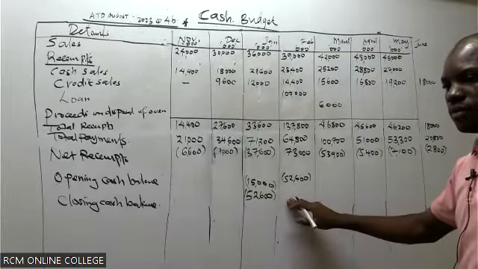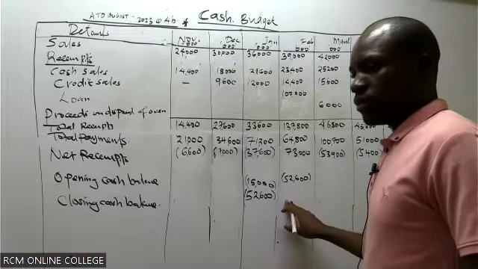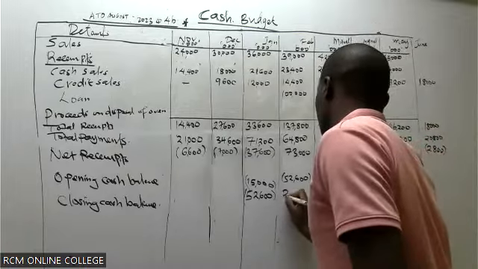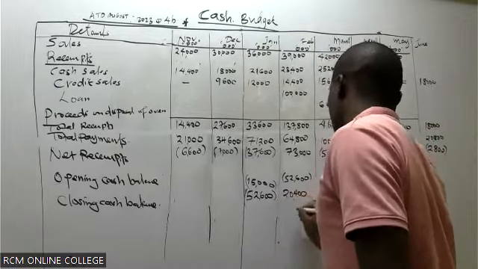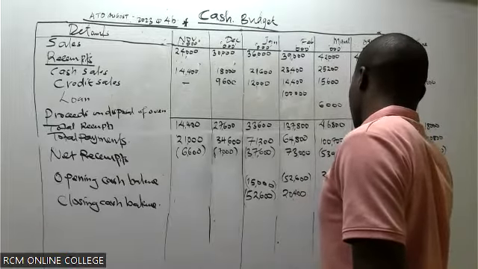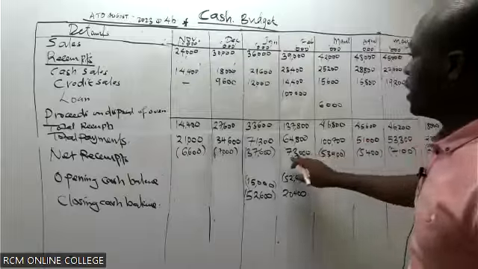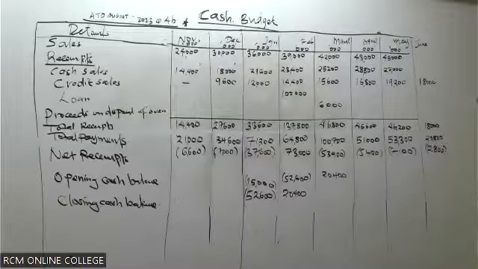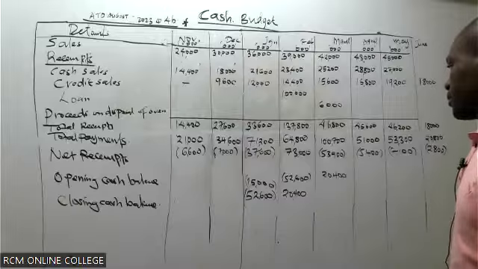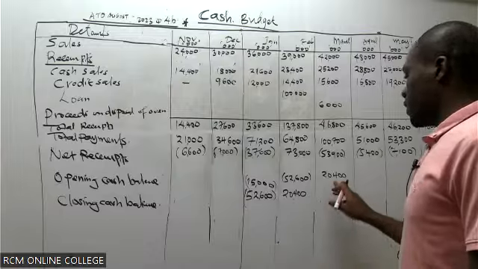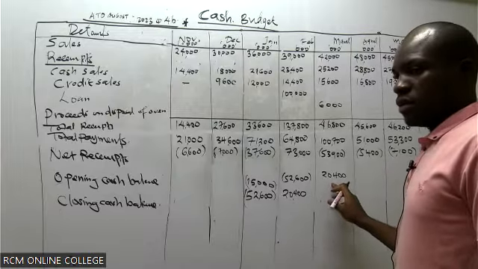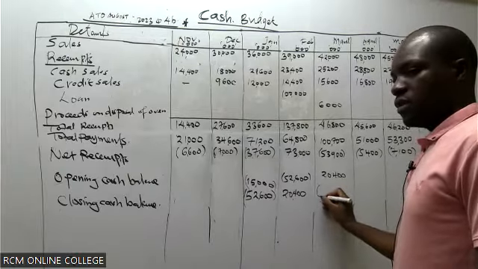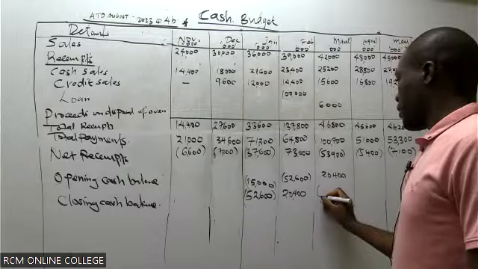Tunapata ngapi hapa? What are we getting down here? 2,400. 2,400 is the closing, which becomes the opening of this other side. Lakini umepata tena net receipts ni negative, so it's going to reduce this negative by how much? Is it 26,100 hapa? What is the figure, the value for that negative? 33,500.